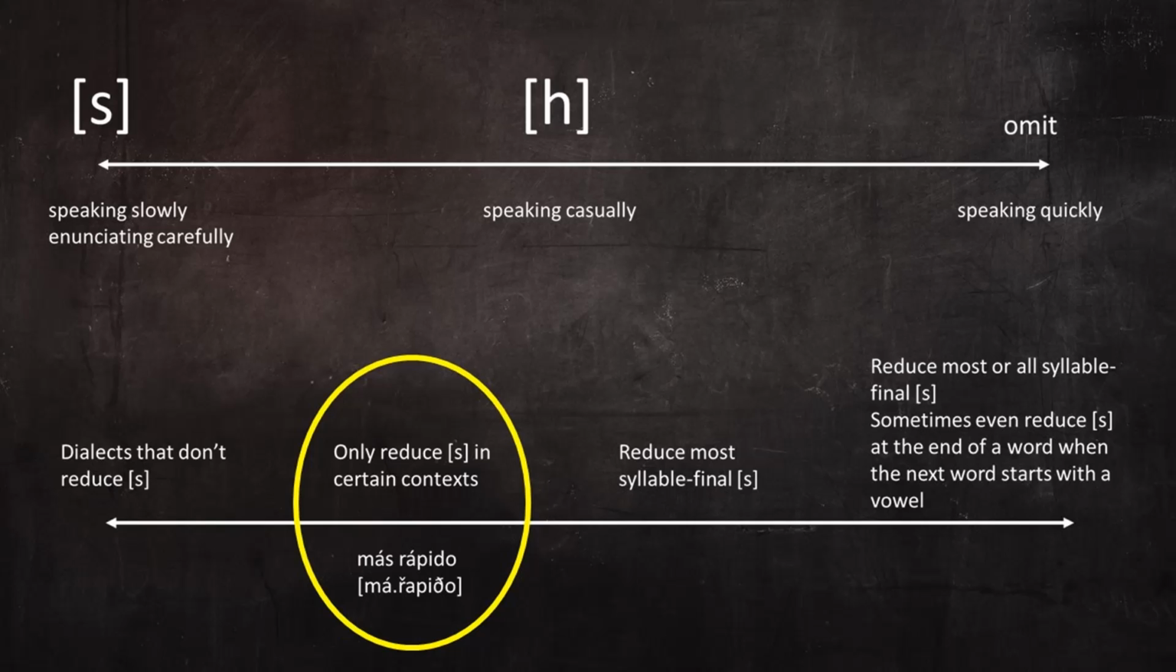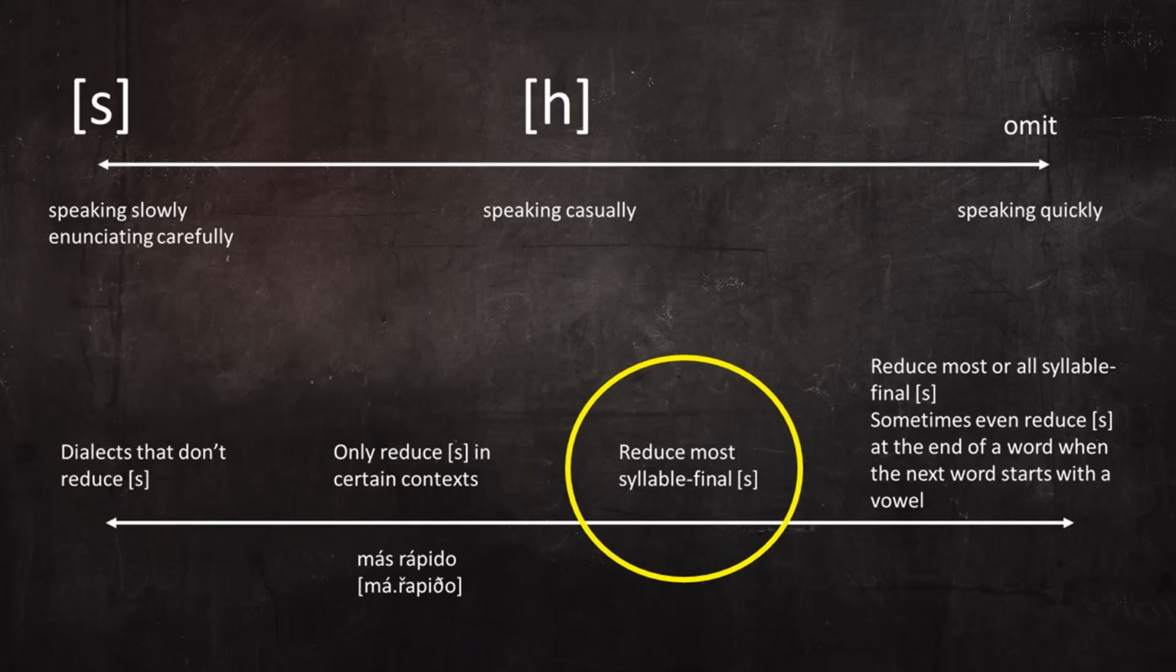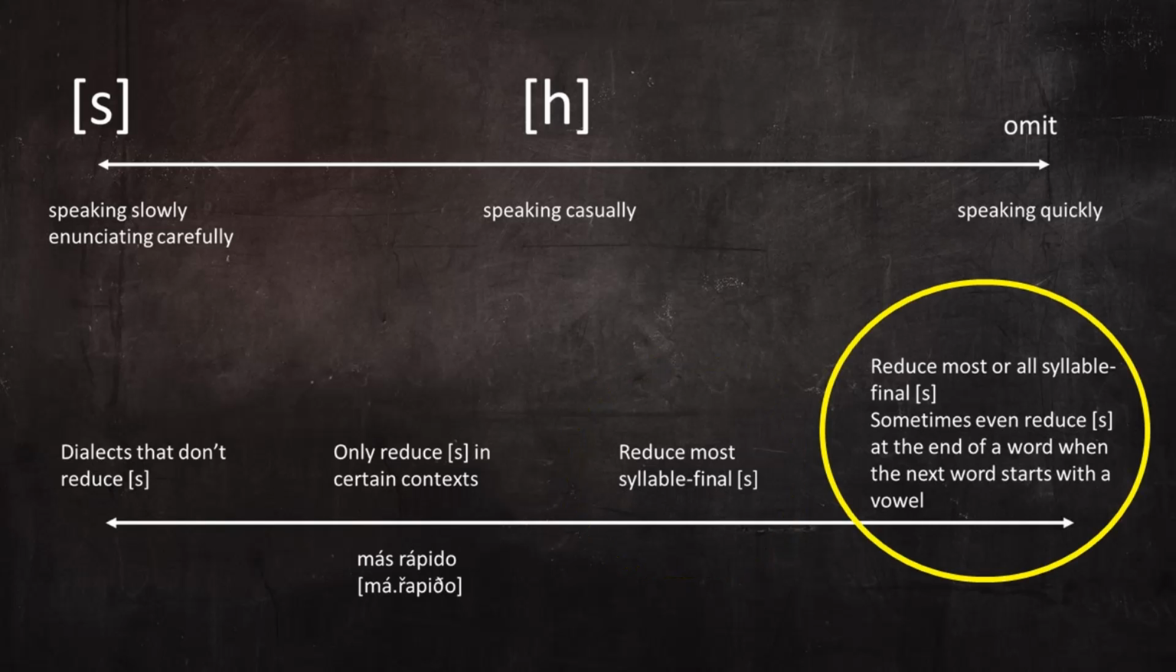And one of our subscribers to this channel observed the same phenomenon in a dialect in Spain. This is very understandable, since trilling the R immediately after an S is a difficult phonetic trick, and one way to resolve the difficulty is to aspirate or omit the S. Further along the spectrum, there are dialects that reduce most syllable-final S's during normal casual speech.